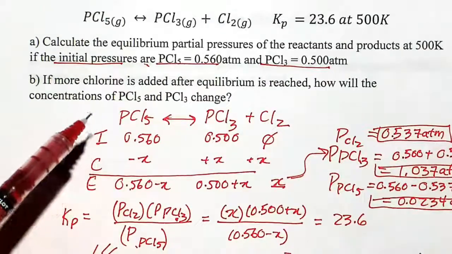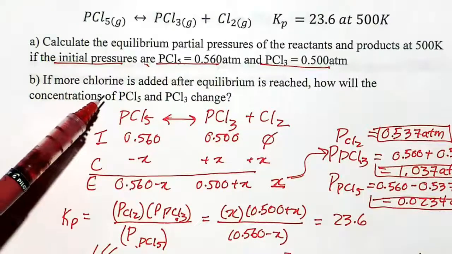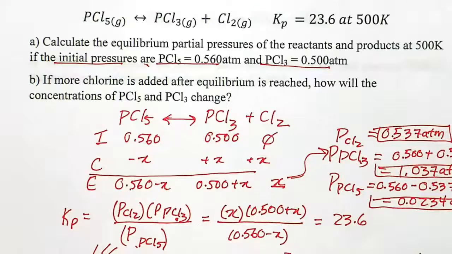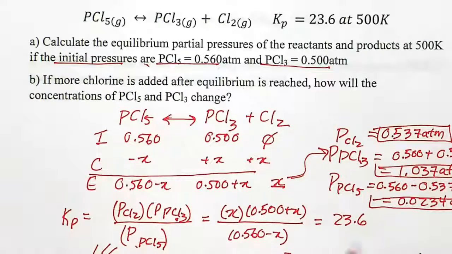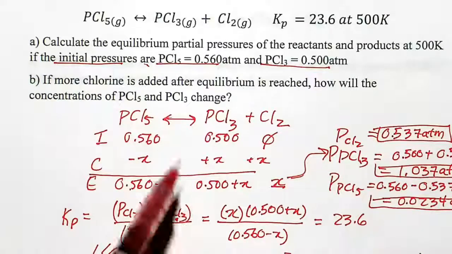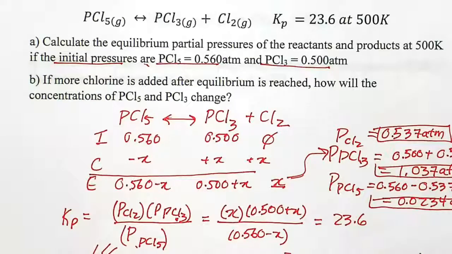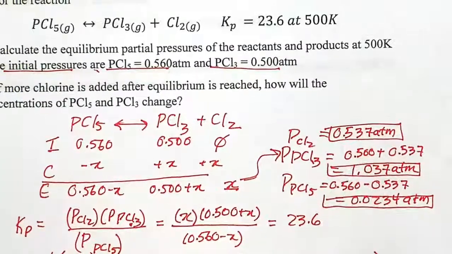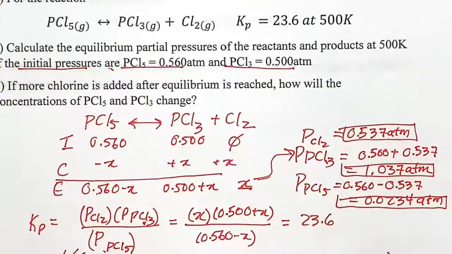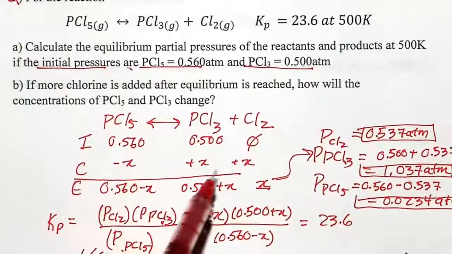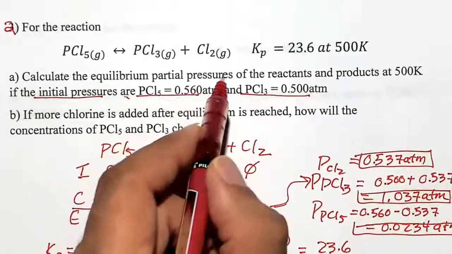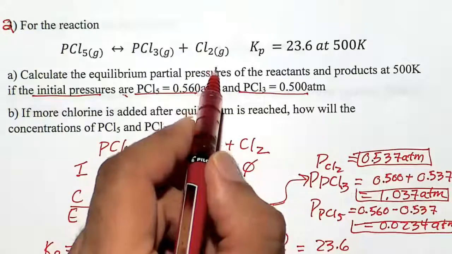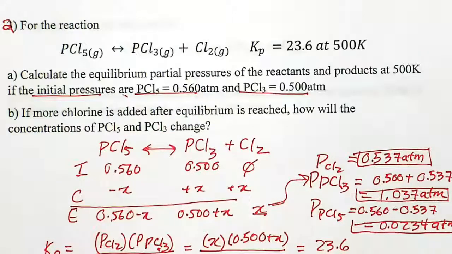Part B is an application of Le Chatelier's principle. If more chlorine is added to the equilibrium, or if more chlorine is added after the equilibrium is reached, that's a very important distinction. The reaction has achieved equilibrium, the steady state of products and reactants of these gases. If you perturb it by adding more chlorine, you are actually adding something to an equilibrium, and the equilibrium will offset that change.